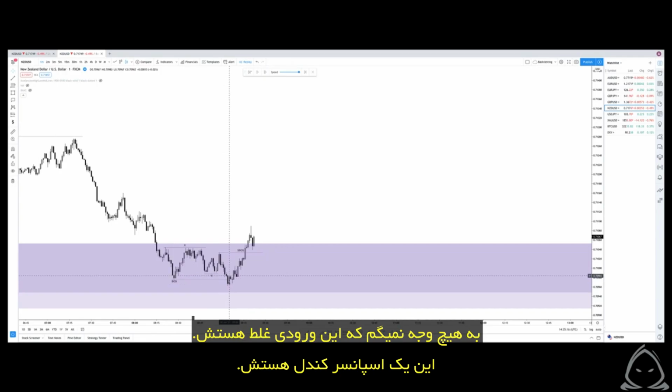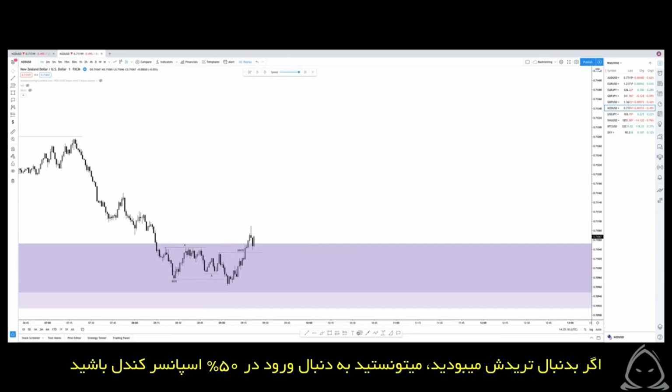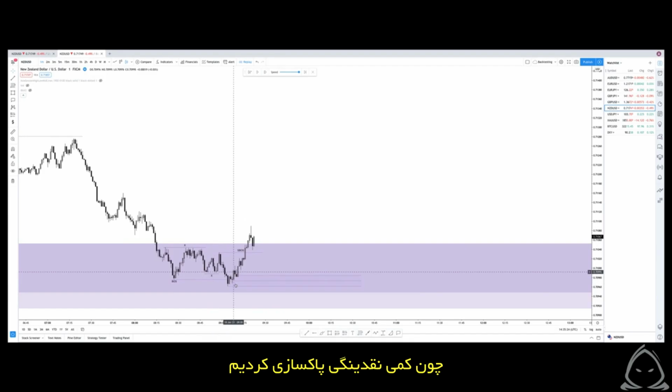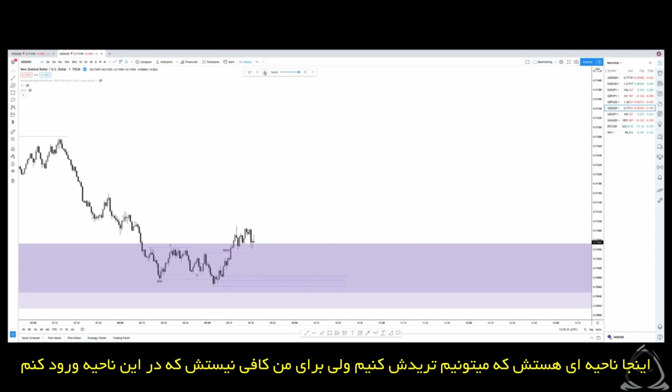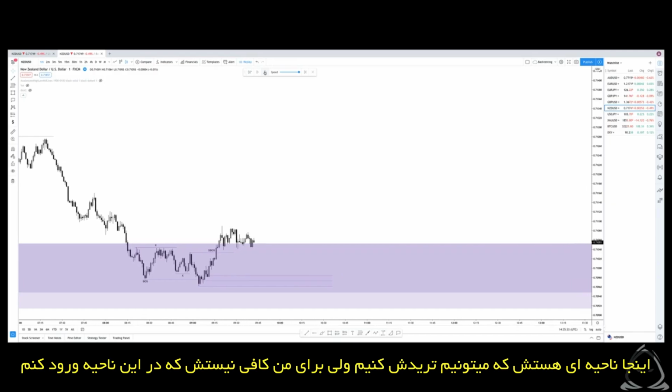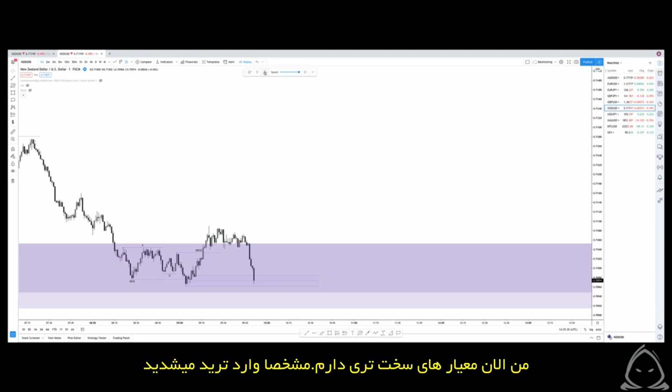You can say this here is a sponsored candle. If you were looking to take this, you could have literally taken the 50% of this sponsored candle, because we've swept some liquidity, we've broken structure. This is the area I would look to take the trade, but for me it's not enough to go off of simply that area. I just have a stricter criteria now.